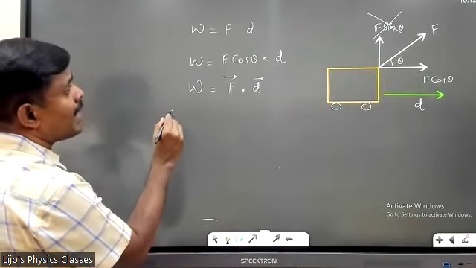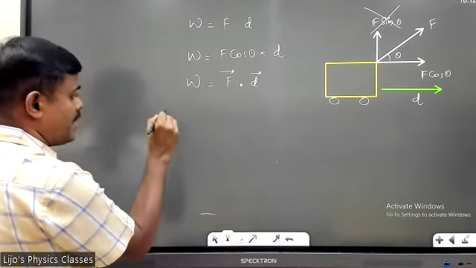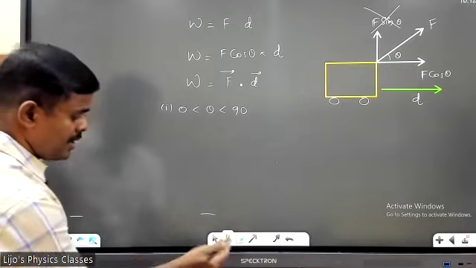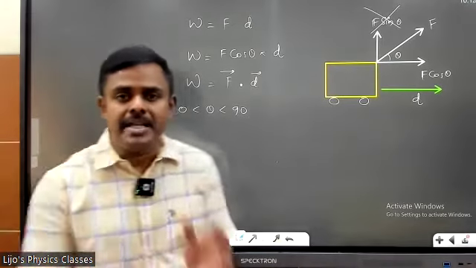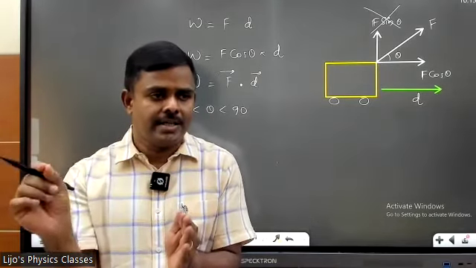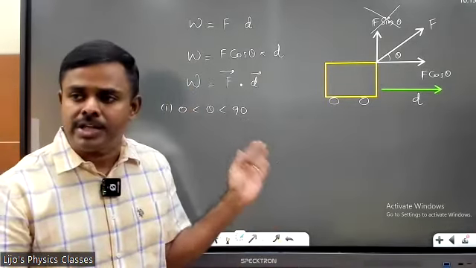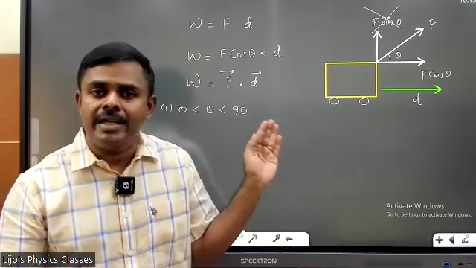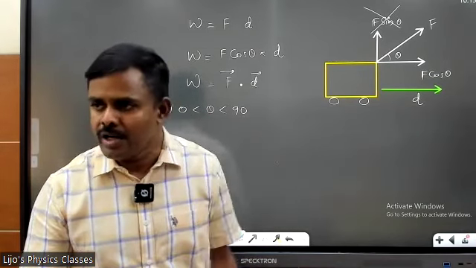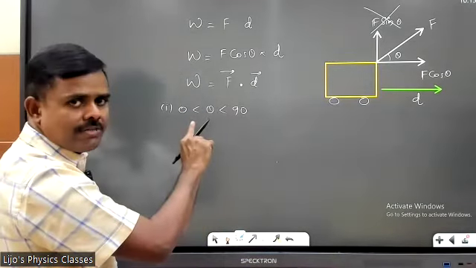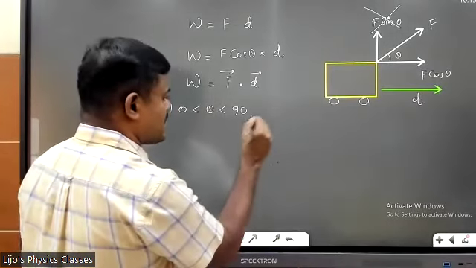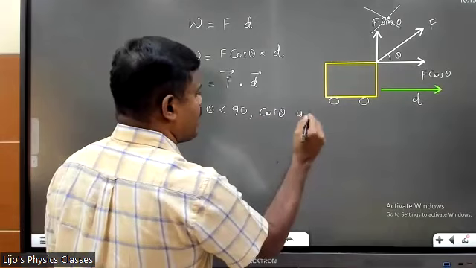Number one, imagine 0 less than theta less than 90. What does it mean? It means theta value is in between 0 and 90: 0 degree, 1 degree, 2 degrees, 3 degrees, 4 degrees, up to 89.9. 90 is not included. Got it. For theta values ranging between 0 and 90, we can say that cos theta will be positive.